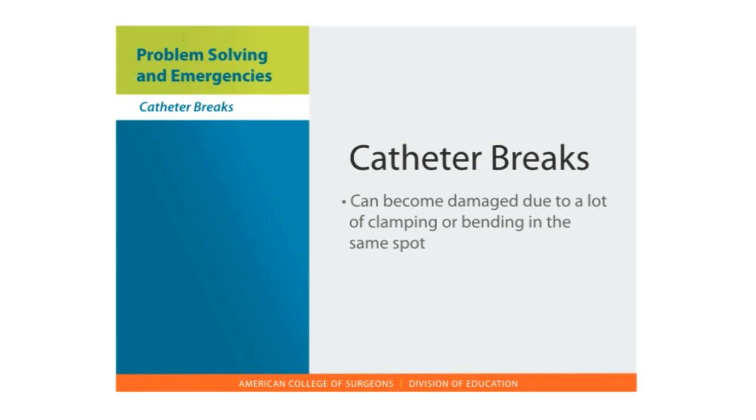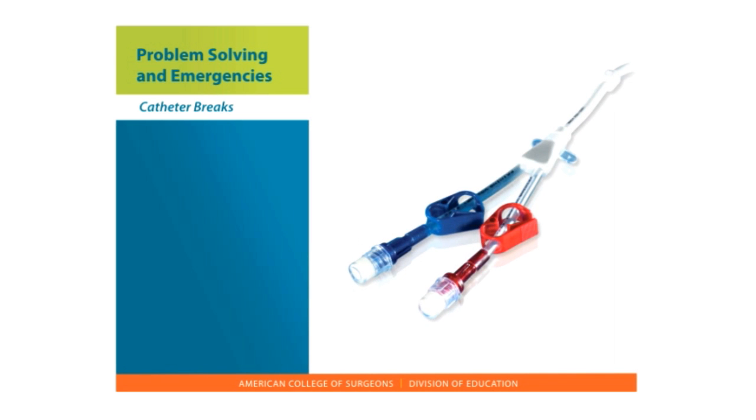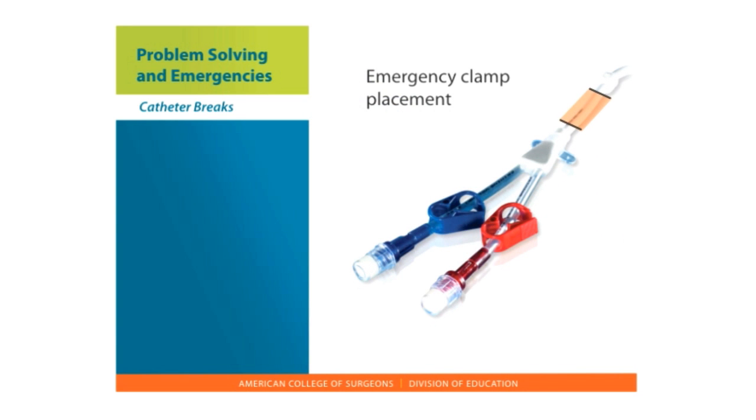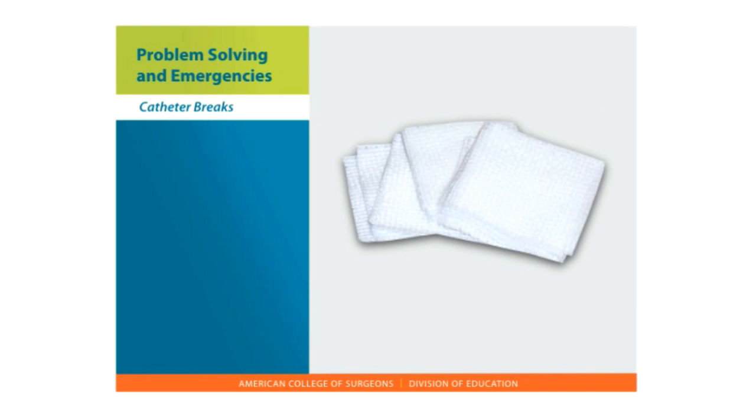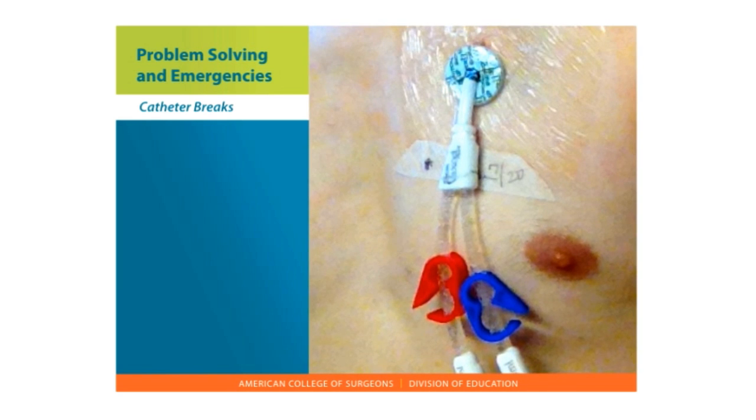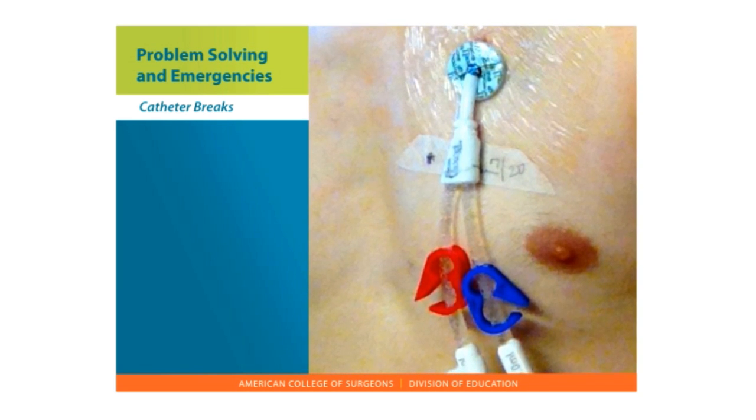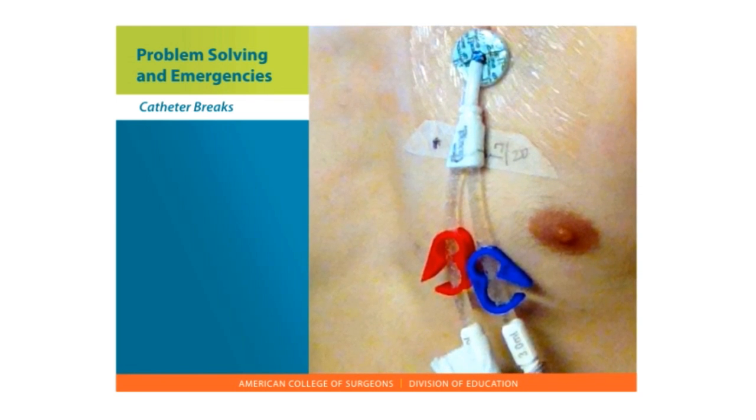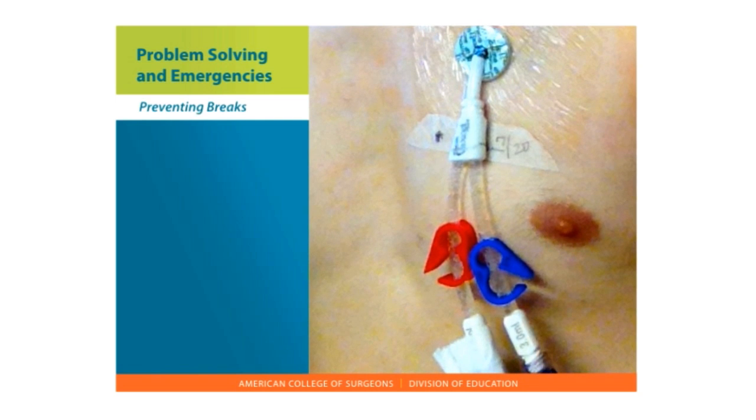A tunneled catheter can become damaged. This can be due to a lot of clamping or bending in the same spot. If the catheter breaks, immediately call your healthcare team. Use your emergency clamp and clamp the catheter between the damaged part and the skin insertion site. You can also place a piece of sterile gauze around the break site to cover the leak. Immediately clamp the catheter closest to the chest and call your healthcare team. If there is 2 inches extending out of the chest, the catheter can be repaired.